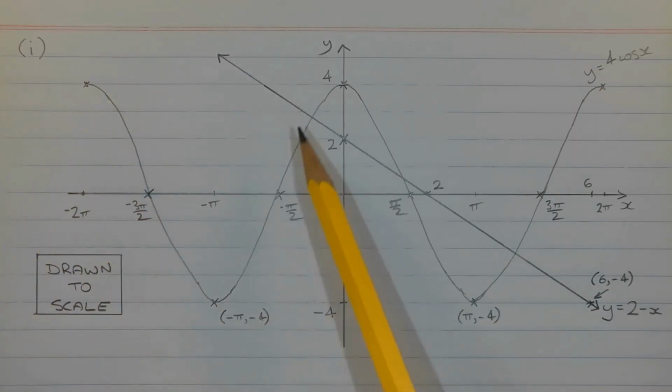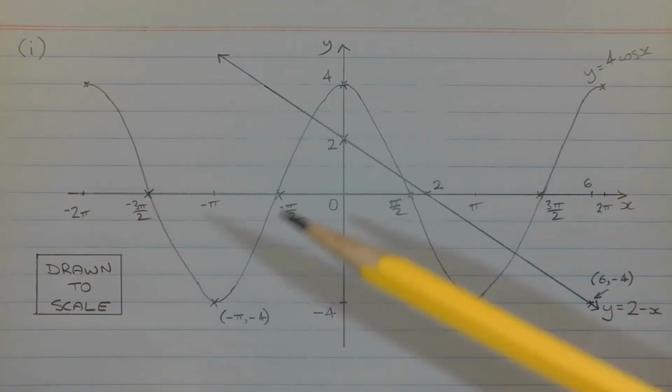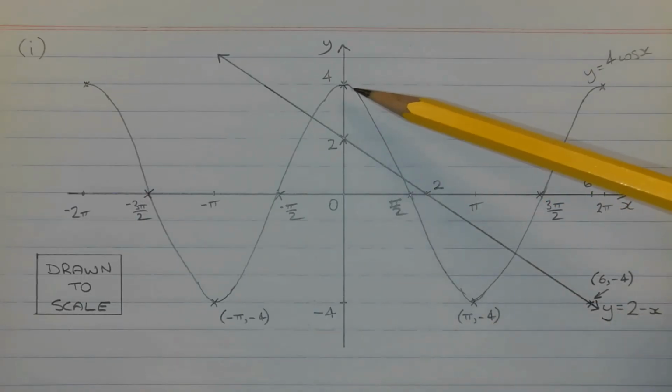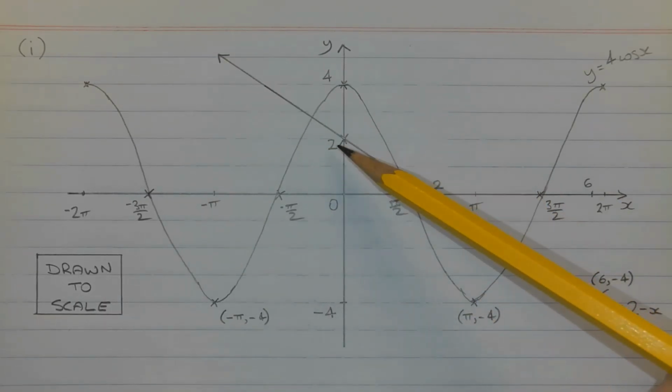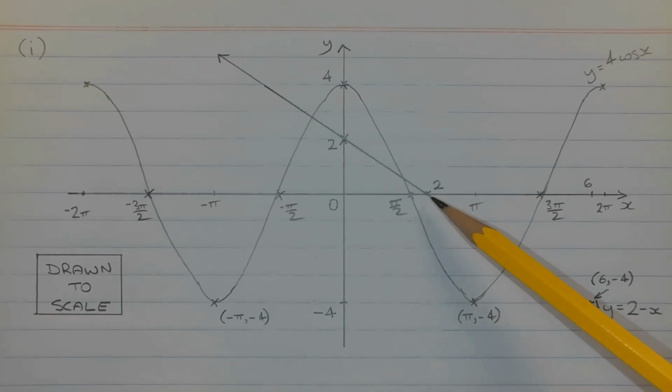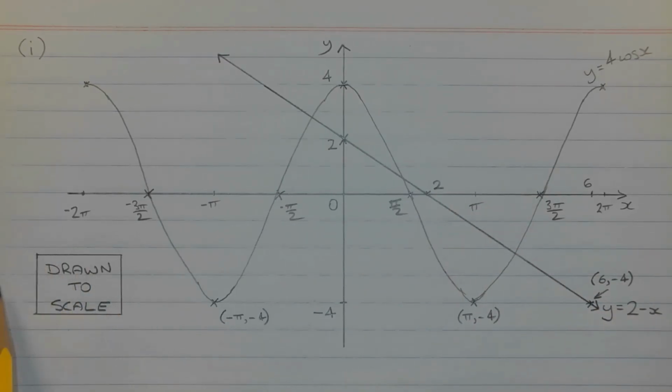Here is a sketch of the graph of y equals 4 cos x, and it has a range from negative 4 to positive 4. So it's the graph of y equals cos x that has been dilated vertically by a factor of 4. Now on the same set of axes, I've sketched the graph of y equals 2 minus x. So it has a gradient of negative 1, a y-intercept of 2, and an x-intercept of 2. Now these graphs have been drawn to scale as best as possible. Make sure we draw the axes using a ruler, marking the origin, the x-axis, and the y-axis.